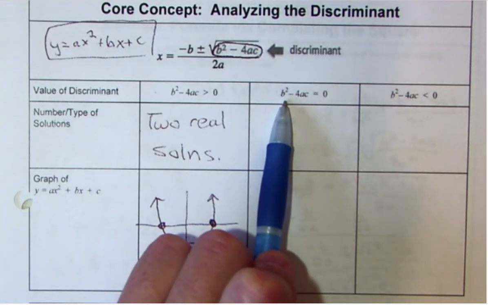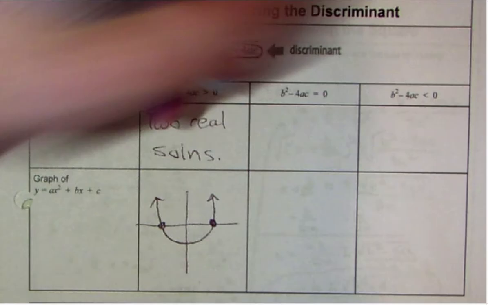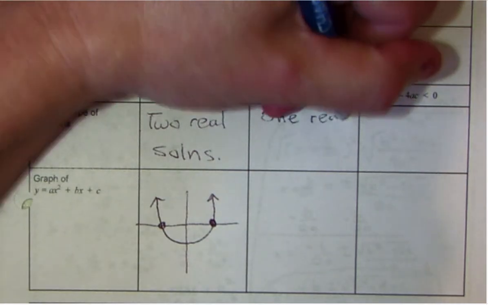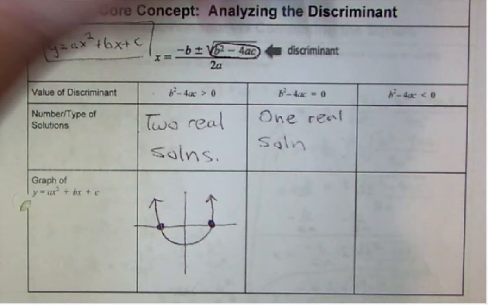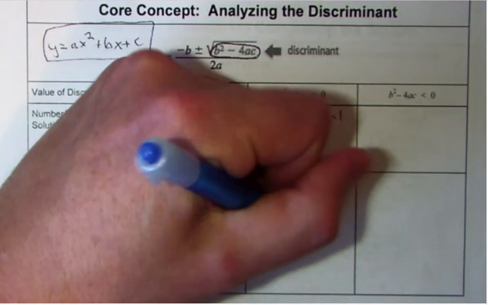The second situation is when the discriminant equals 0. That's where we have 1 real solution. So we just have 1 answer. That would be something like, if we were solving it algebraically, I had b plus 3, the quantity squared. Notice you always get a repeated answer. What does that look like on the graph?